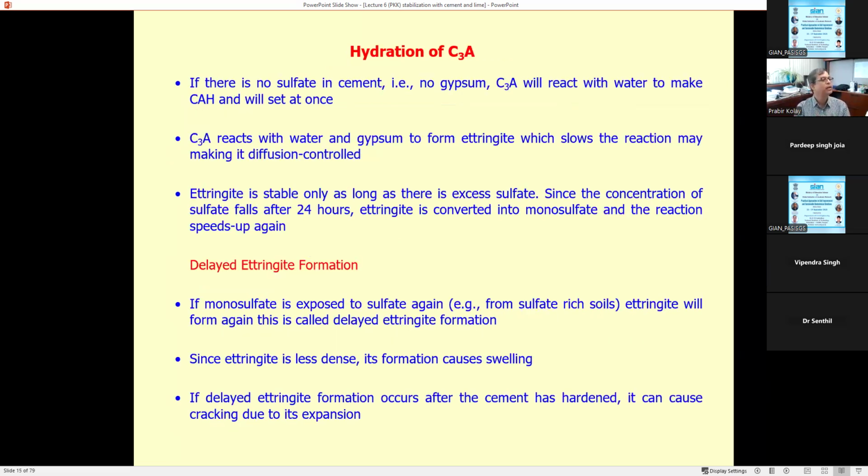Hydration of tricalcium aluminate: if there is no sulfate in the cement, no gypsum, it is going to react with the water to form calcium aluminate hydrate. Tricalcium aluminate reacts with water, in the presence of gypsum, to form ettringite. Ettringite is stable only while there is excess sulfate. Since the concentration of sulfate falls after 24 hours, ettringite is converted into monosulfate. This is much better. So these are the different reactions that take place with the different compositions of the cement itself.